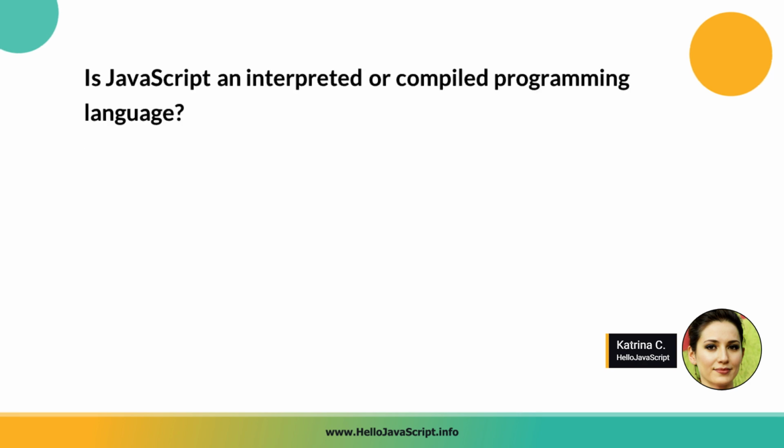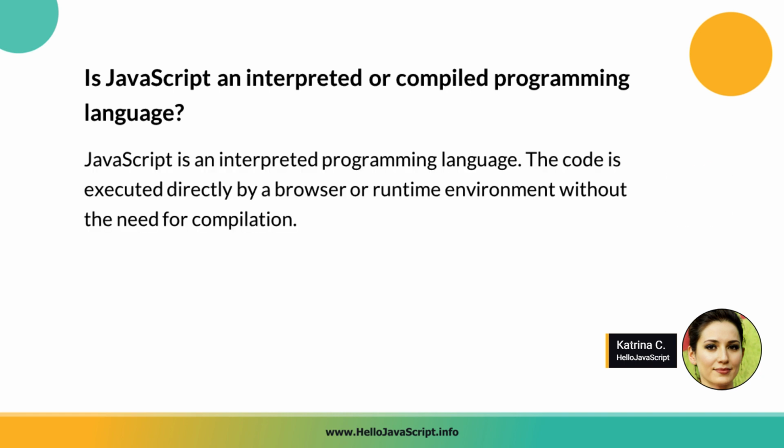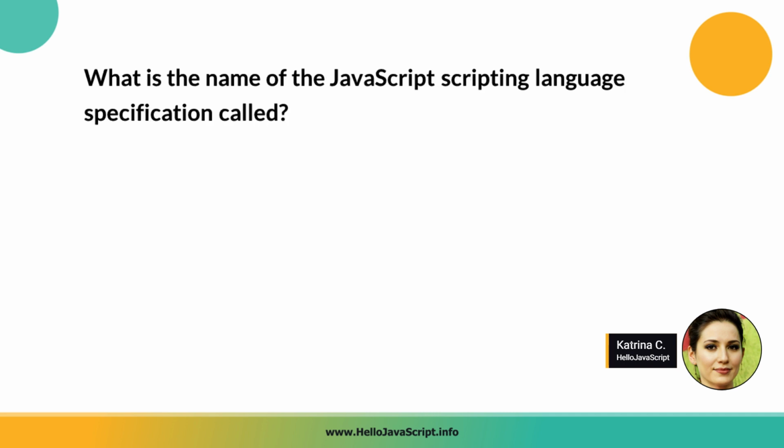Here's the next question. Is JavaScript an interpreted or compiled programming language? The correct interview response is: JavaScript is an interpreted programming language. The code is executed directly by a browser or runtime environment without the need for compilation. This is the next question. What is the name of the JavaScript scripting language specification called?